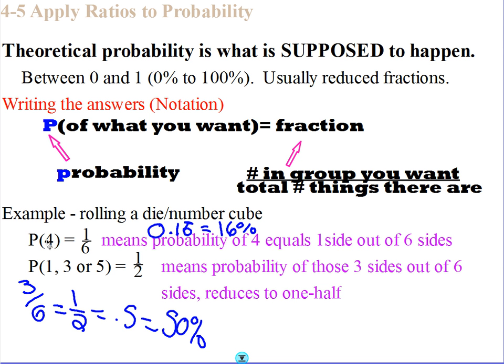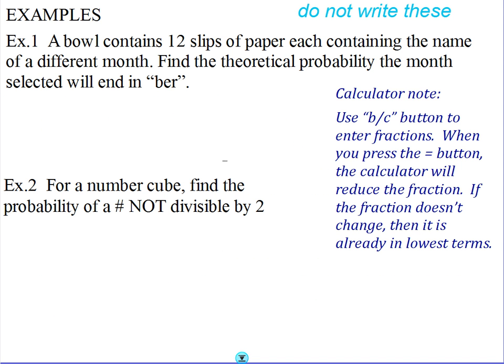If I wanted to roll either a 1, 3, or 5, I would have a 3 out of 6 chance. But if I reduce that, I'm going to end up with 1/2. So that means the probability of having those 3 sides out of the 6 sides would be about 1/2. Okay? So let's do an example.